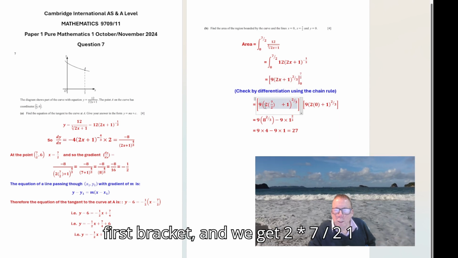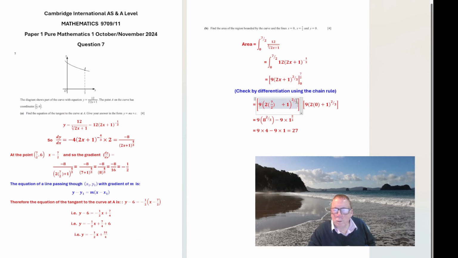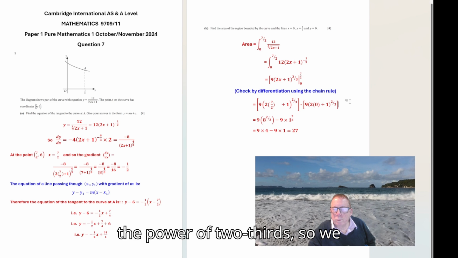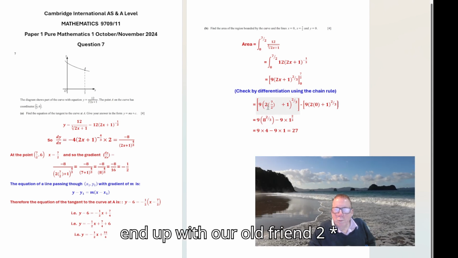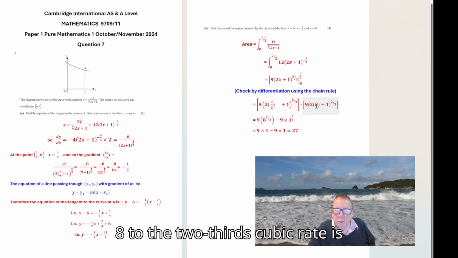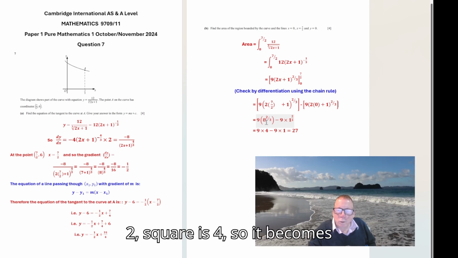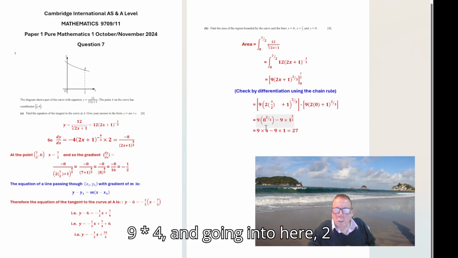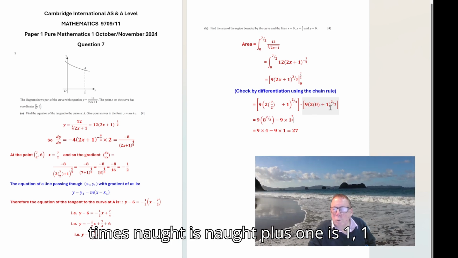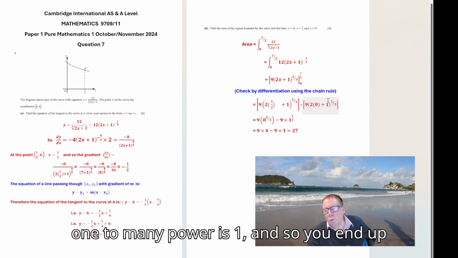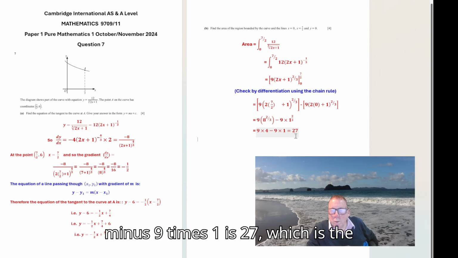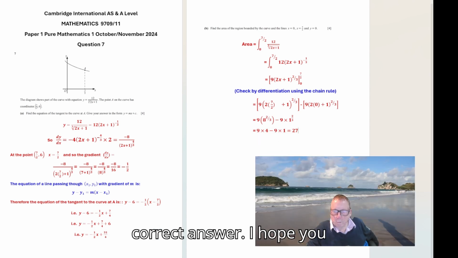into the first bracket, and we get 2 times 7 over 2 plus 1 to the power of 2/3. And in the second bracket we have 2 times 0 plus 1 to the power of 2/3. So we end up with our old friend, 2 times 7 over 2 is 7, plus 1 is 8. 8 to the 2/3: cube root is 2, squared is 4. So that becomes 9 times 4. And in the second bracket, 2 times 0 is 0, plus 1 is 1. 1 to the power of 2/3 is 1, because 1 to any power is 1. And so you end up with 9 times 1. 9 times 4 minus 9 times 1 is 27, which is the correct answer.